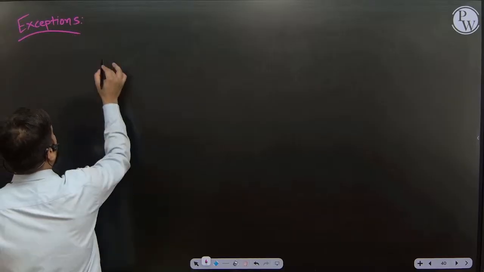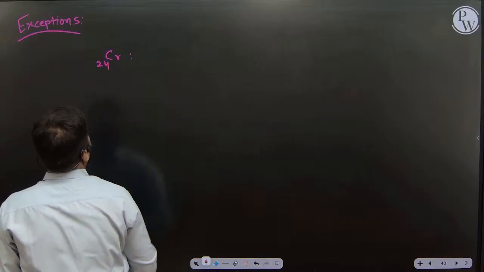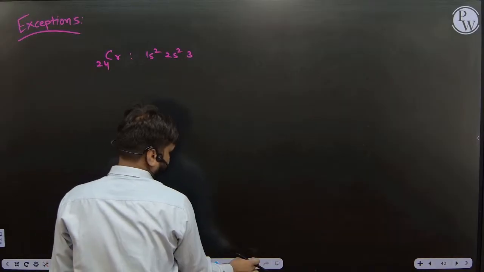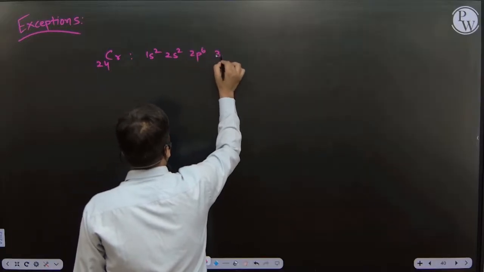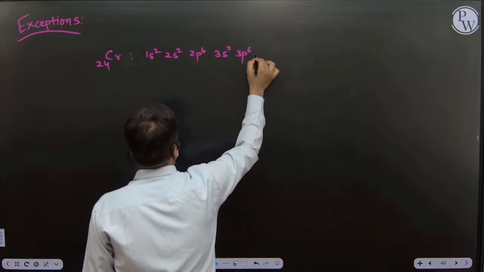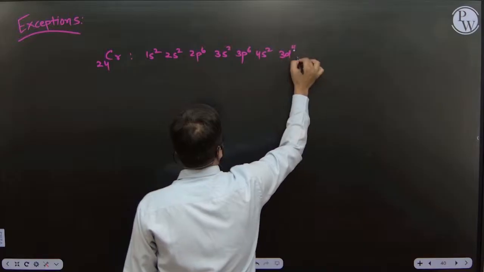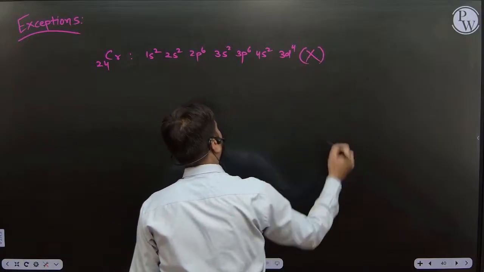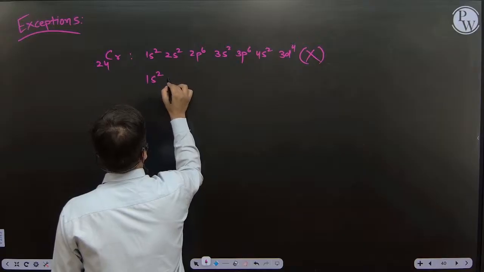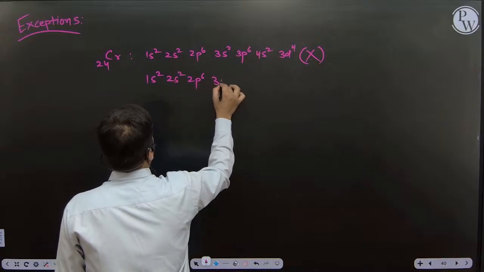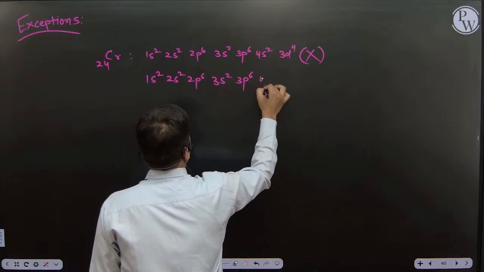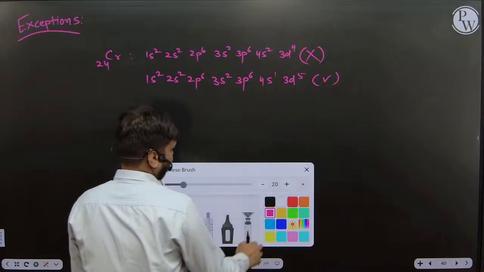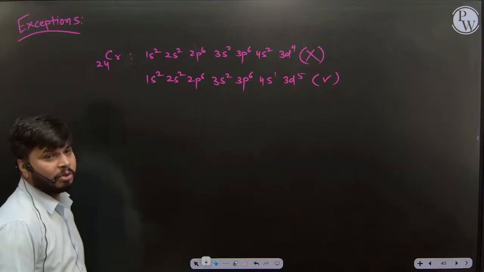Okay. If we talk about chromium, it is 24. Its electronic configuration should be 1s2, 2s2, 2p6, 3s2, 3p6, 4s2, 3d4. This must be the electronic configuration. But actually, this electronic configuration is wrong. The right one is 1s2, 2s2, 2p6, 3s2, 3p6, 4s1 and 3d5. This is the correct electronic configuration.